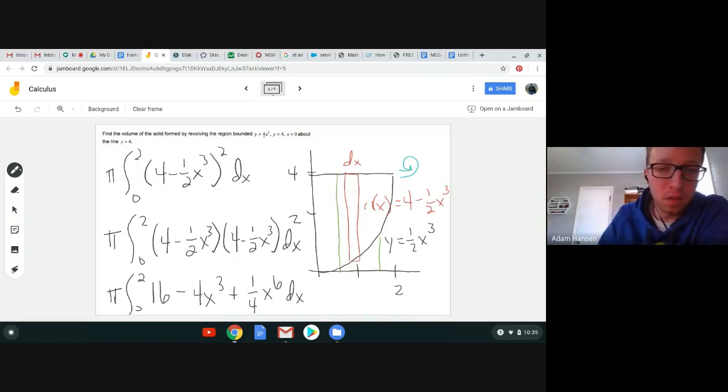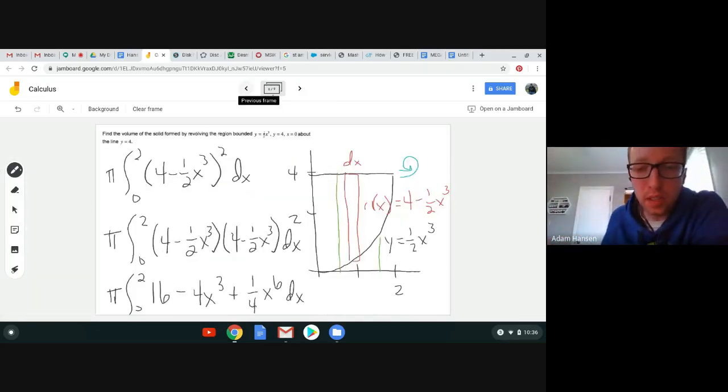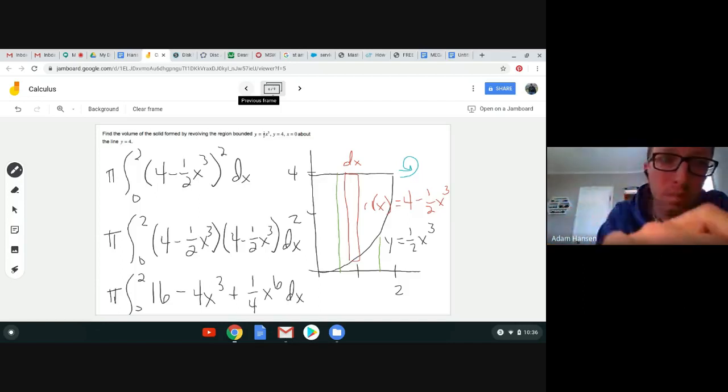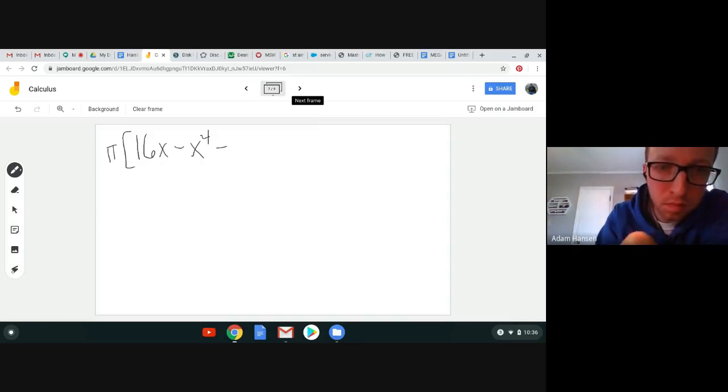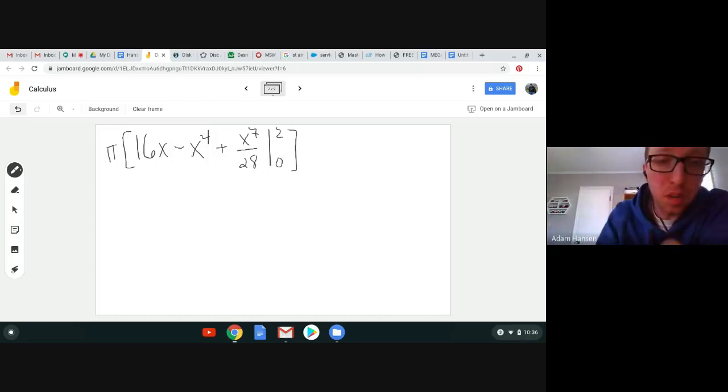Finding the antiderivative of that would be 16x minus x to the fourth, plus the antiderivative of 1/4 x to the sixth, which would be a 28th x to the seventh. All right. Once again, I don't need to plug in 0. Let's just plug in 2.